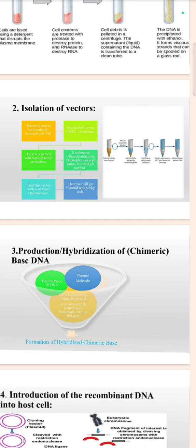The cut plasmid and desired gene are mixed together. The desired gene gets inserted into the plasmid. The sticky ends of the plasmid and desired gene are linked by complementary base pairing. This process is known as ligation.